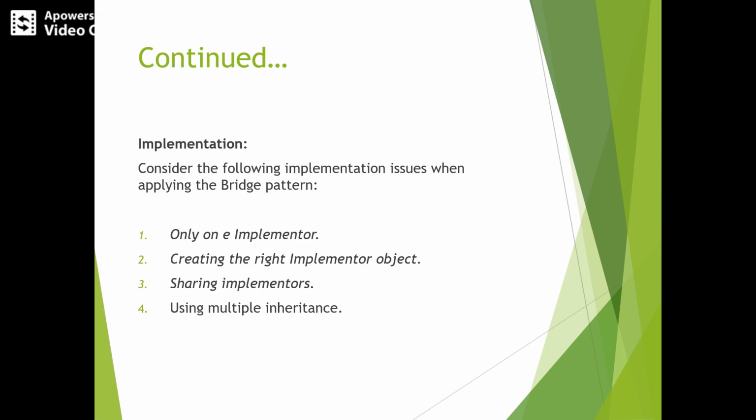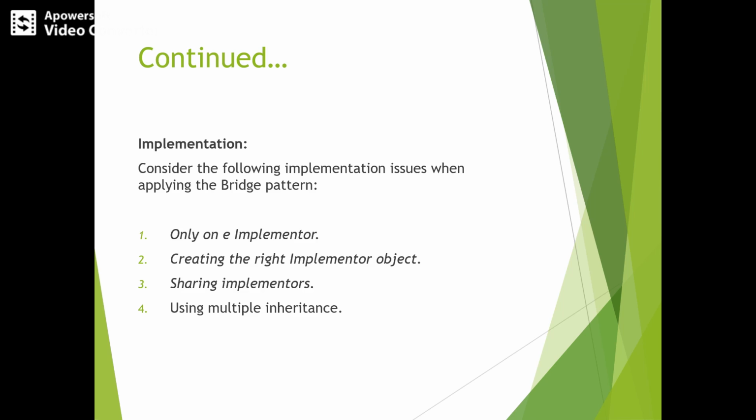So the first implementation issue when applying the bridge pattern is having only one implementer. What are the issues we have in the case of only one implementer? There are some situations where there is only one implementation, so creating an abstract implementer class is not necessary.